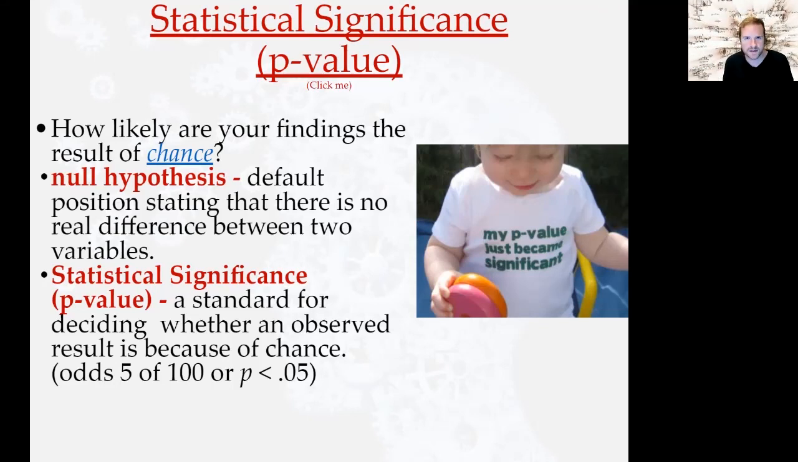Now, another way of thinking about this is you're essentially saying that you're 95% sure that one thing is causing another, or that there's a relationship between these two variables. You're 95% sure. So anything below 95%, like 94%, would not be statistically significant. So that's kind of the important thing to keep in mind here. So we're going to watch a few things about statistical significance now.